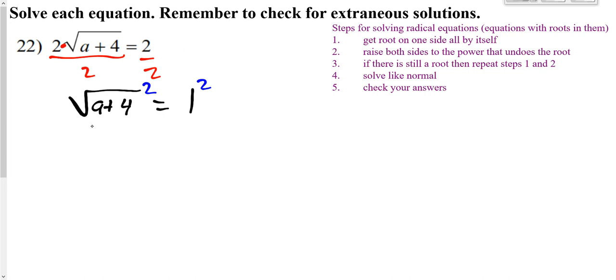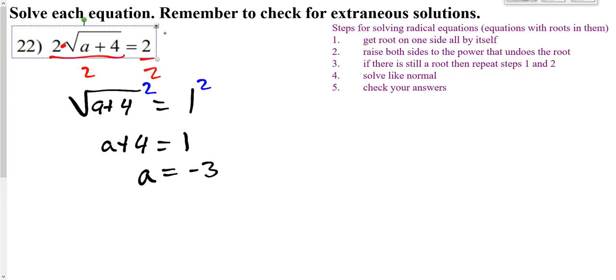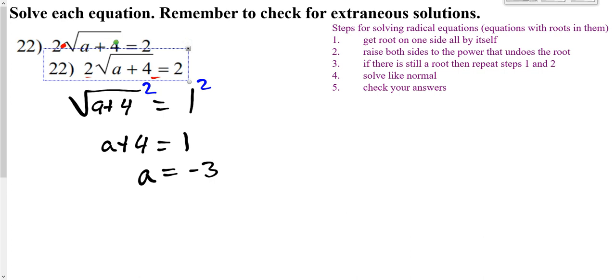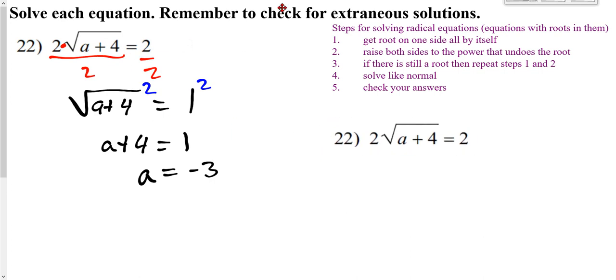So the square root and the squaring on the left side cancel, leaving me only with what was on the inside. On the right side, 1 half squared is just 1 fourth. Get a by itself, and I get a negative 3. And then once again, we got to check it in the original to see if it works. So I'm going to plug that in over here.